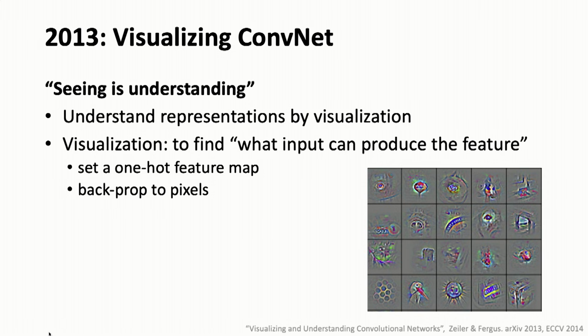A very successful visualization method is to answer the following question: what input can produce a specific feature? In order to answer this question, we can do the following two steps. First, we set a feature map as a one-hot vector or a one-hot tensor. That is to say, for this specific feature map, there is only one element that is non-zero, and all other elements are set to 0. Then we can use exactly the same backpropagation algorithm to propagate this one-hot feature map from the feature space back to the pixel space. Then we will have some visualizations about this feature in the pixel space.